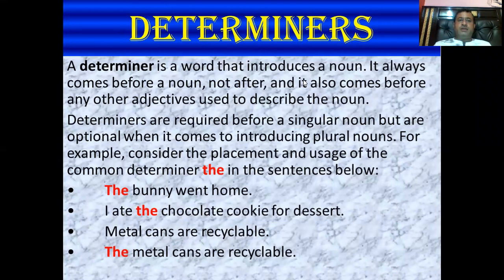So a determiner is a word that introduces a noun, and you can say that it always comes before a noun. They are mandatory for a singular noun but optional when you are talking about plural nouns.